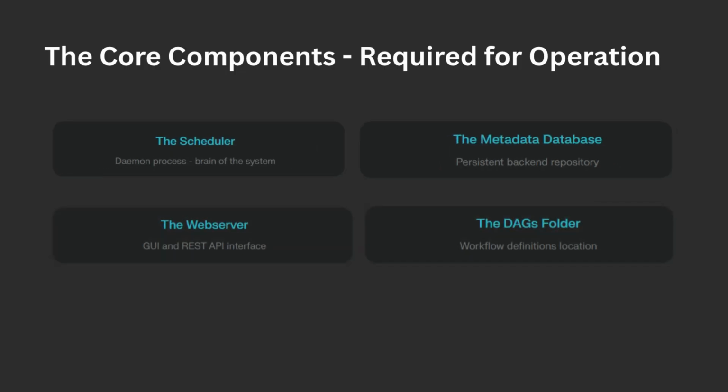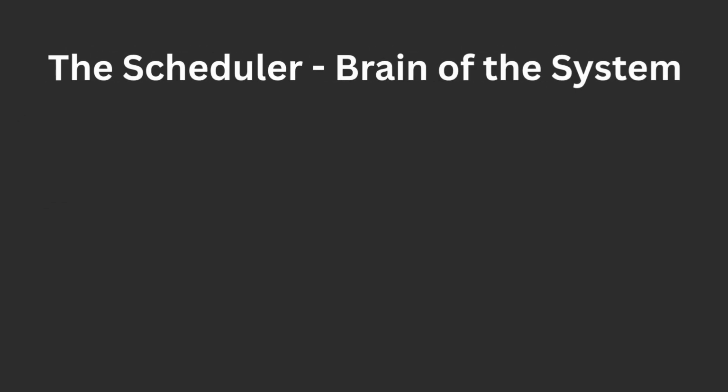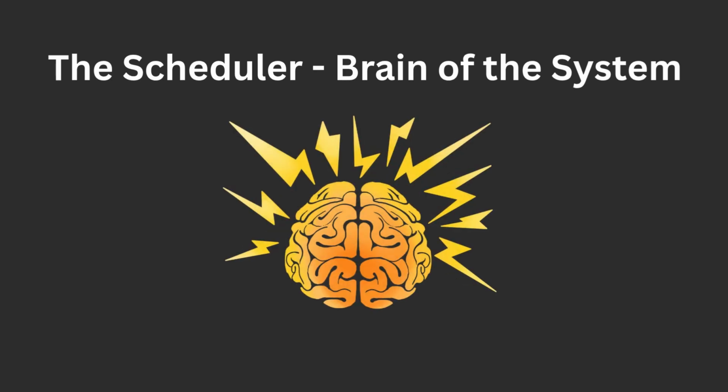The core components required for operation. Let's break down the essential components of any functional Airflow installation. The scheduler. This is the daemon process that is the brain of the Airflow system. Its primary responsibilities are threefold.